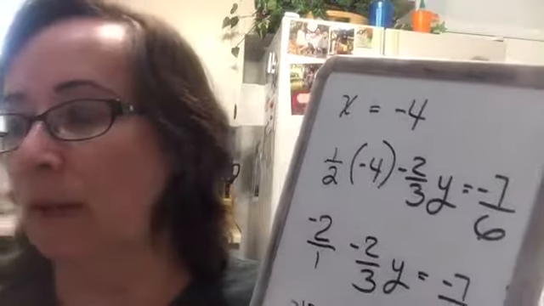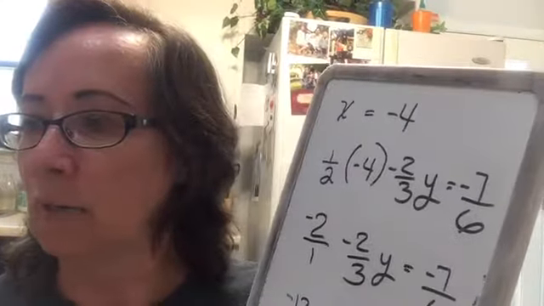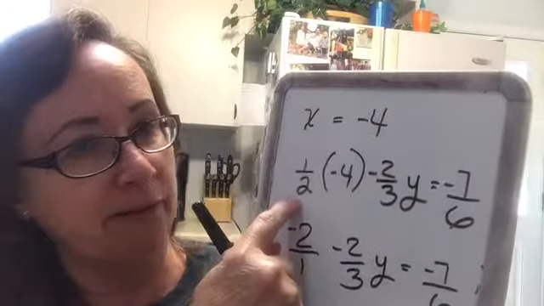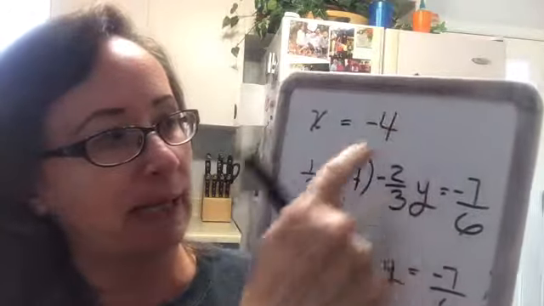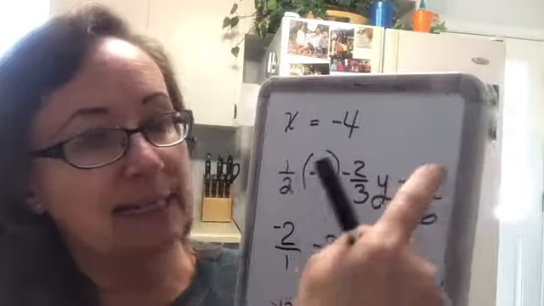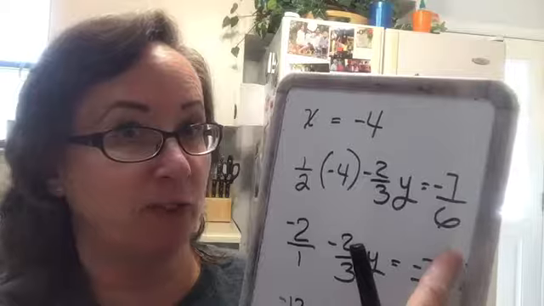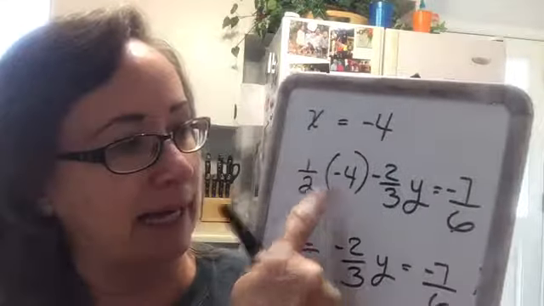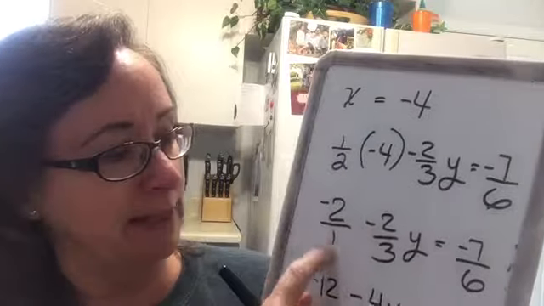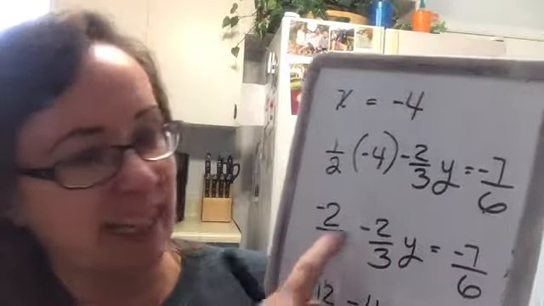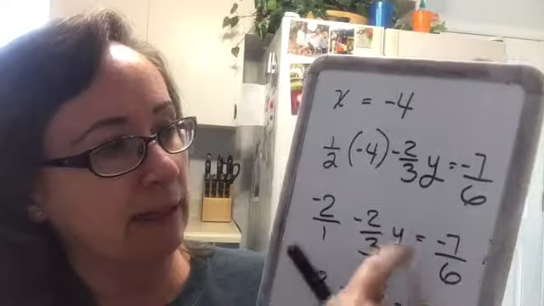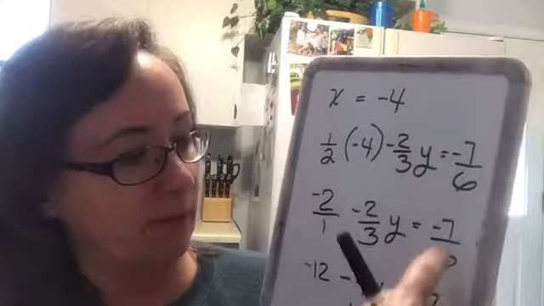And this one was originally the first equation, okay? 1/2, this is where my x was, so I'm going to plug in the negative 4, minus 2/3 y is negative 7/6. That was my first equation, and now I'm plugging in my x value. Okay, negative 4 times 1/2 is negative 2. Okay, negative 2 is the same thing as negative 2/1, minus 2/3 y, and negative 7/6.